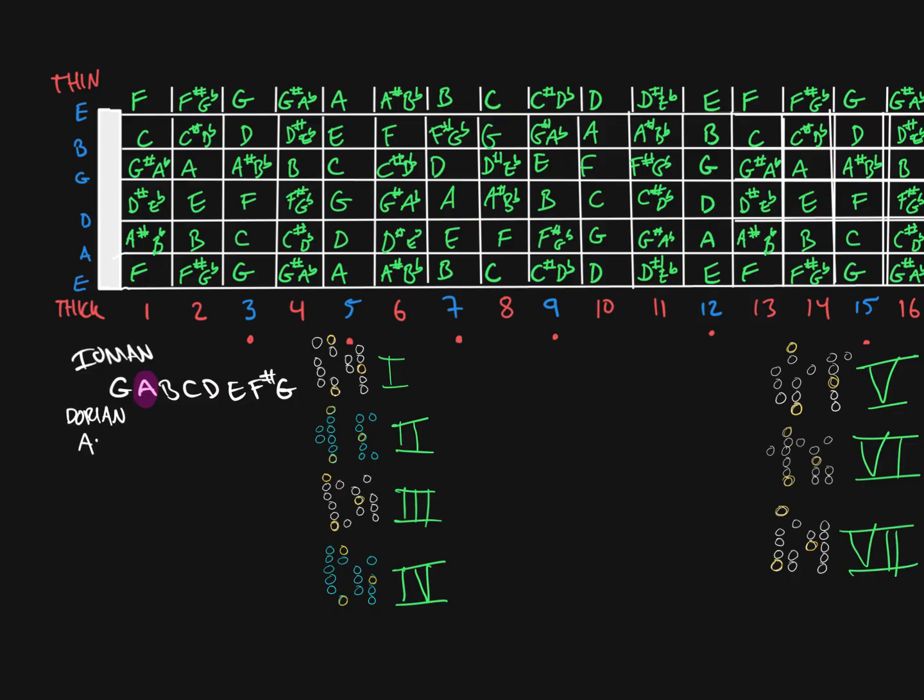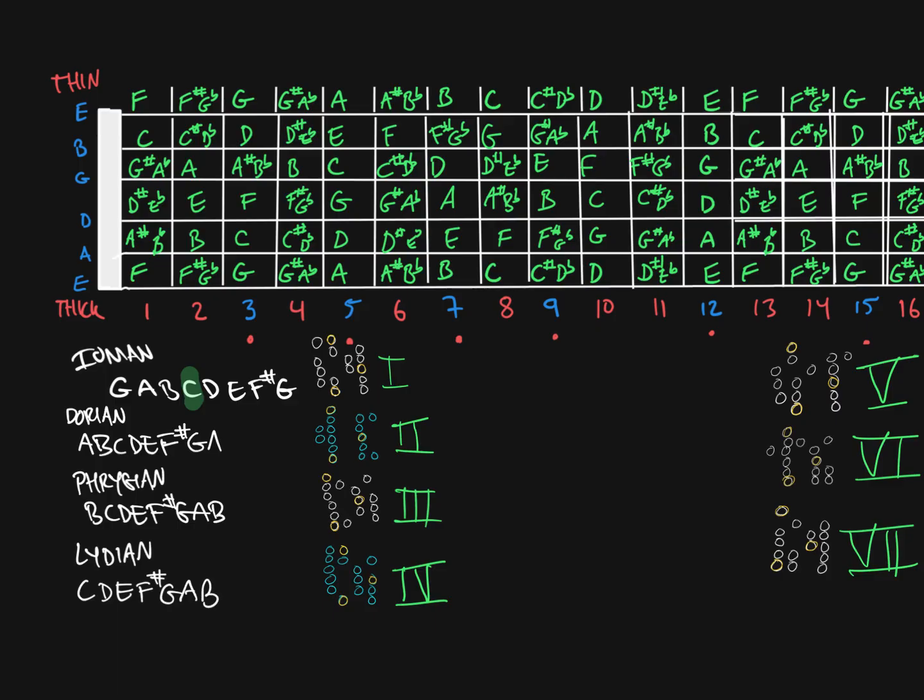Dorian. A, B, C, D, E, F sharp, G, back to A. Phrygian. B, C, D, E, F sharp, G, A, and then back to B. Lydian. C, D, E, F sharp, G, A, B, C.